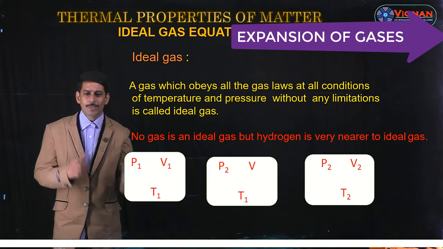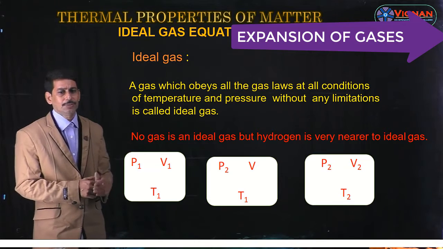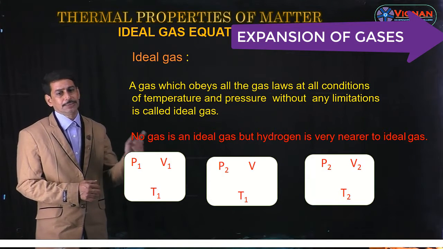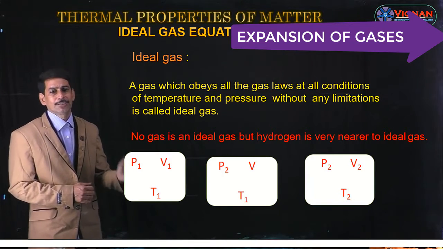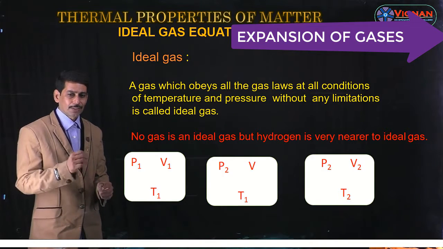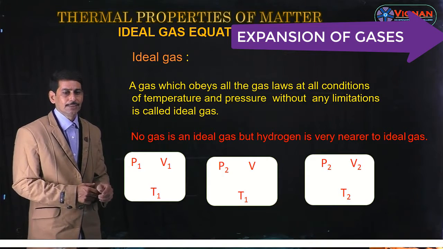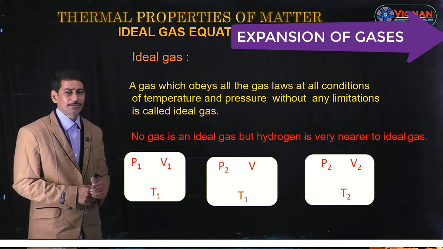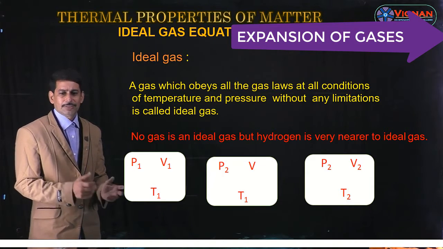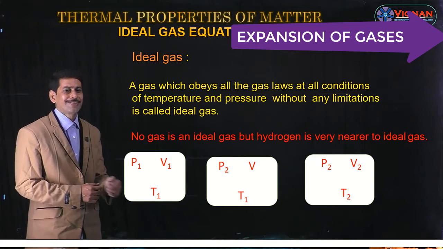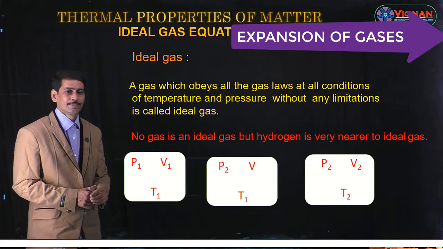A gas which obeys all the gas laws, that is Boyle's law and Charles' law, at all conditions of temperature and pressure without any limitation is called an ideal gas. But no gas is an ideal gas, though hydrogen is very near to an ideal gas. So this is about ideal gas.